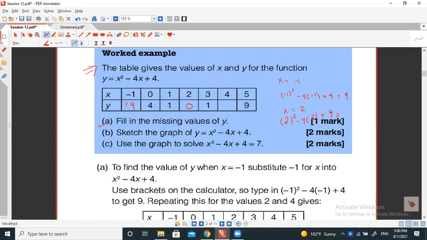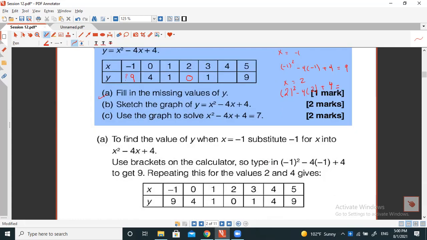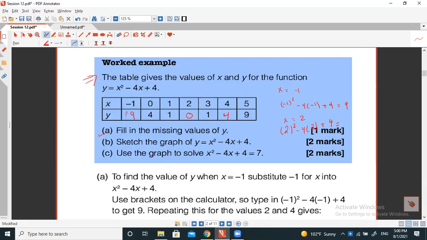2 squared is 4, and 4 plus 4 is 8, minus 8, 0. Yes, it is 0. And then when x equals 4, it will be 4 squared minus 4 multiply 4 plus 4, it's 4. So here we fill in the missing values of y. I hope it's clear and easy. Any questions here? How to substitute and make the table?